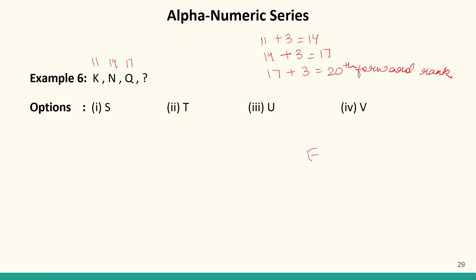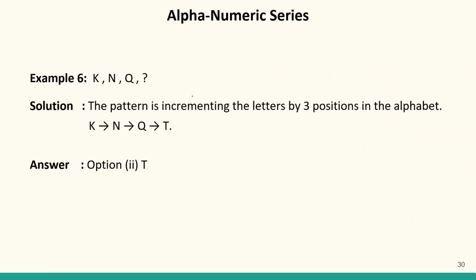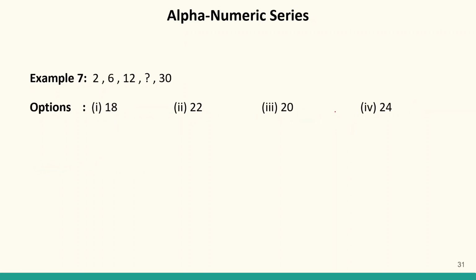So if we follow the shortcut AJOTI, 5, 10, 15, 20, 25. So which one is the 20th rank? T. So this will be your answer. Here is the solution, that the letters are incrementing by 3 positions.